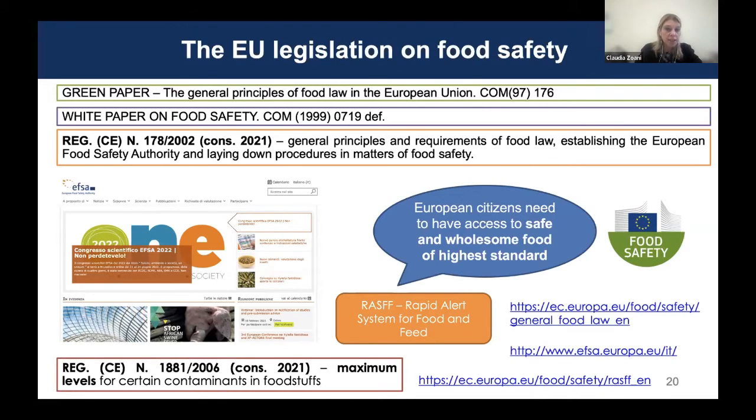What is very important besides EFSA, that we are going to examine in more detail in the next slides, is also the RASFF, that is the Rapid Alert System for Food and Feed, and highlights how important it is for the Commission that European citizens have access to safe food of the highest standard, but that they are also fully informed in a transparent way.